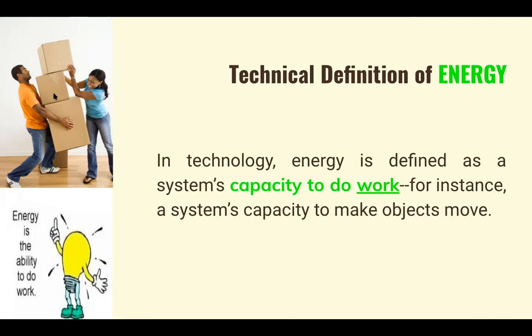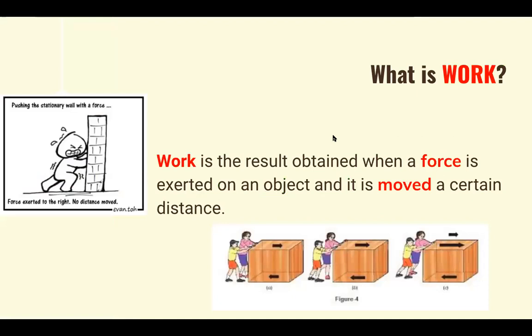In this picture over here, we see people trying to move boxes. So they need energy to move the boxes. Work now is the result obtained when a force is exerted on an object and it is moved a certain distance. So the two things required for something to be considered work are, one, you have to have a force, and two, the object must be moved.